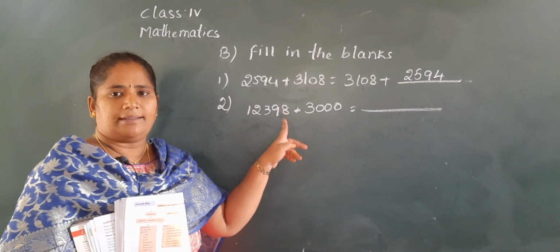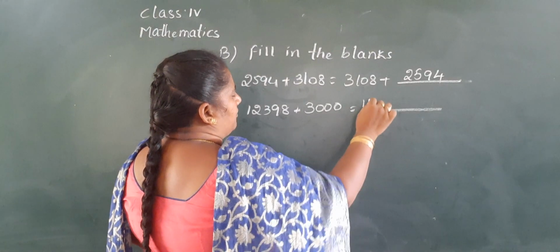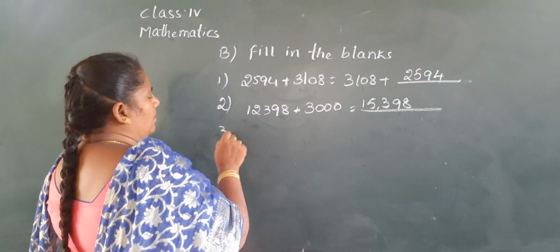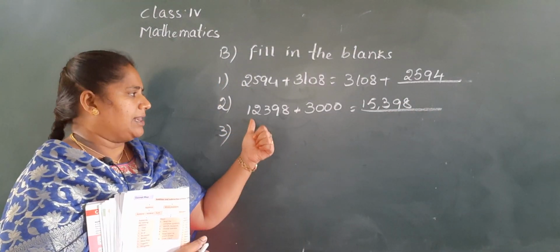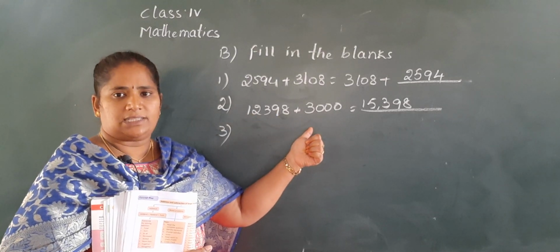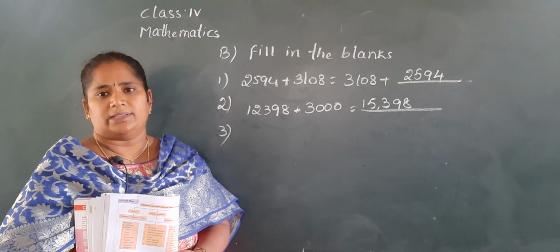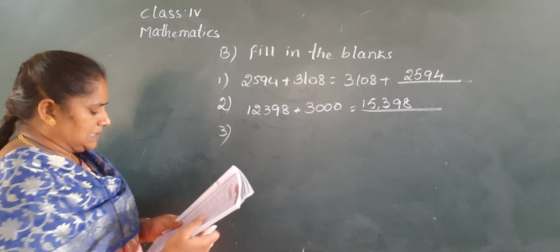And the remaining hundreds, tens, ones, we will write as they are. So, 12 plus 3, 15,398. Okay, children, how to add the thousands to the given number? Yes, 12,000 plus 3,000 is 15,398. 15,398.